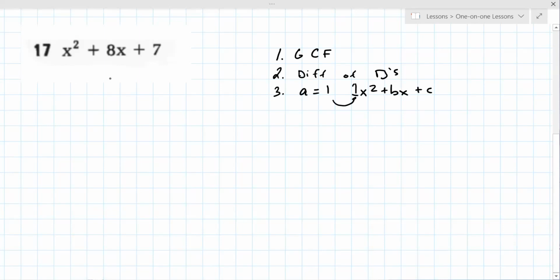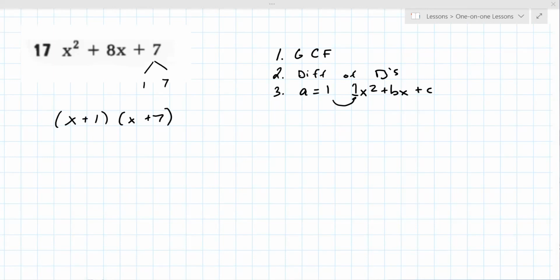So the goal here is to find two numbers that multiply to 7 but add up to 8. So you write the factors of 7. There's only two of them. Hopefully you've seen this before. So you write x plus 1, x plus 7. That's the most basic type that you can see of this example. Is that something you've seen before?